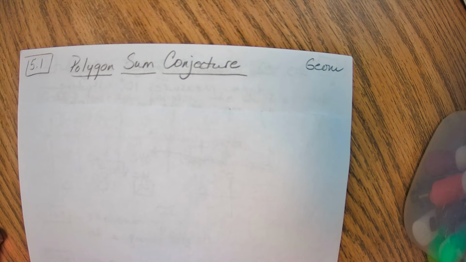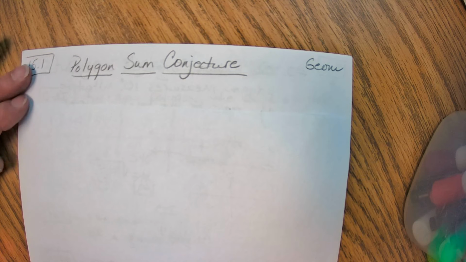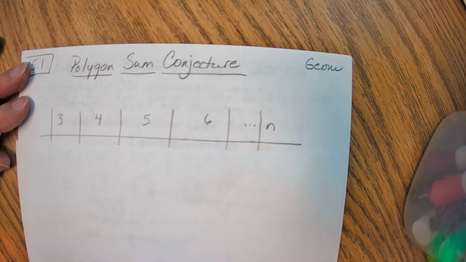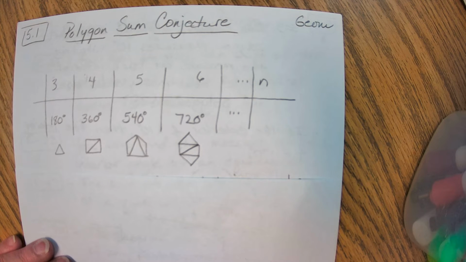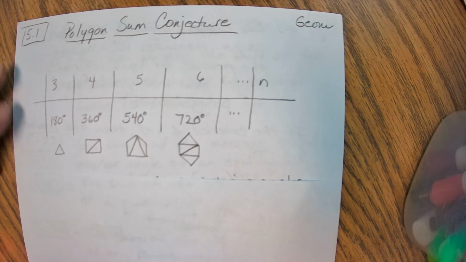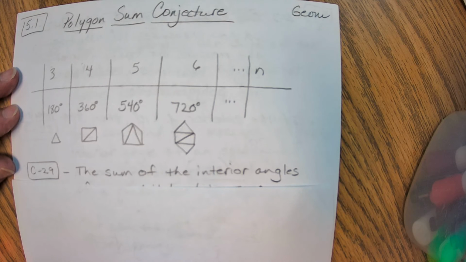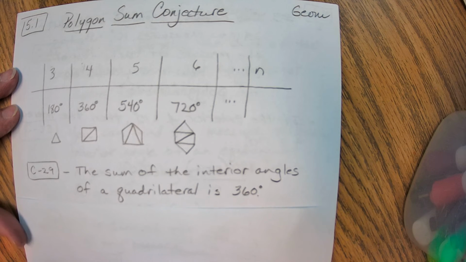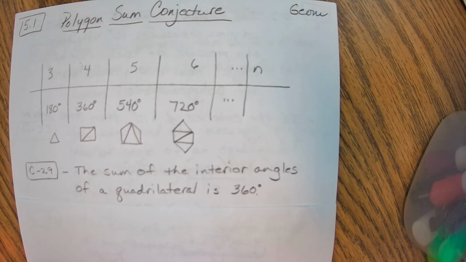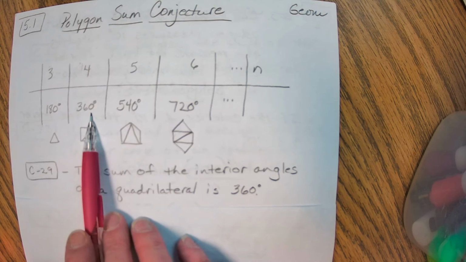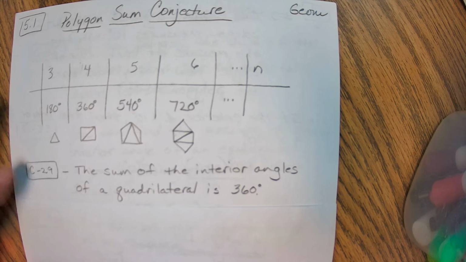Okay, this is geometry, the beginning of chapter 5, section 5.1, and we are going to talk about the polygon sum conjecture. All right, so I started this table. Let's talk about the first two conjectures first. We know that the sum of the interior angles of a quadrilateral, a four-sided figure, is 360, and that's C29.